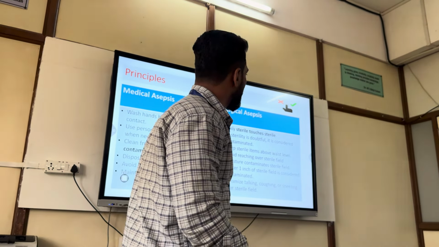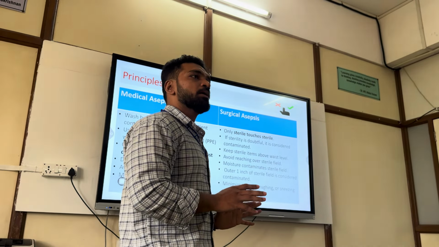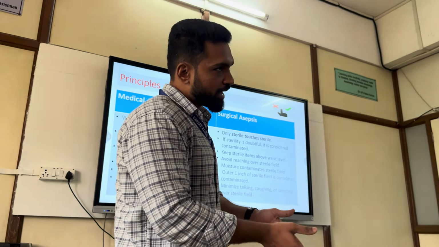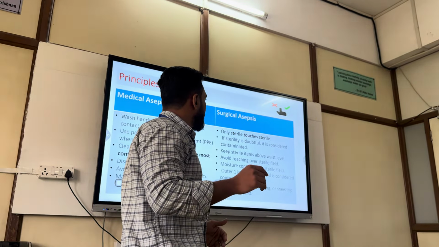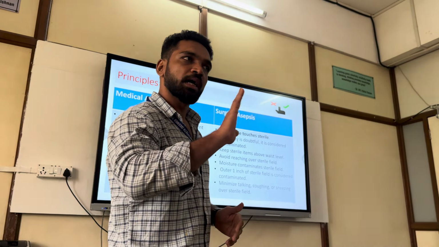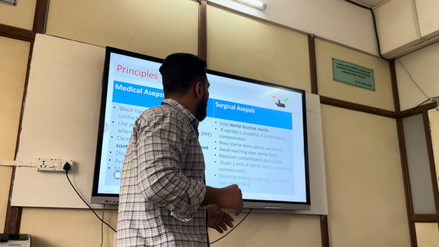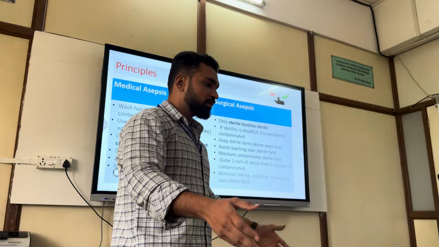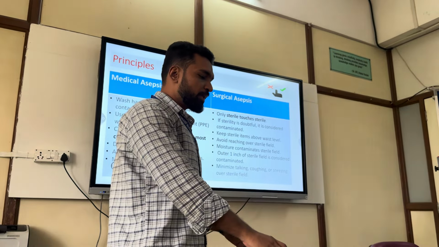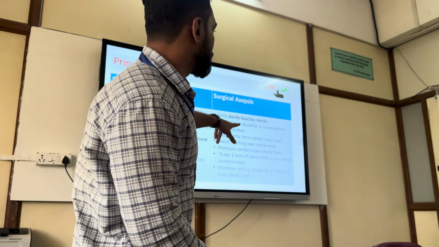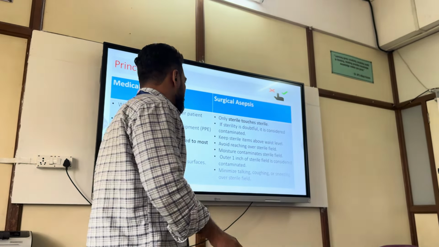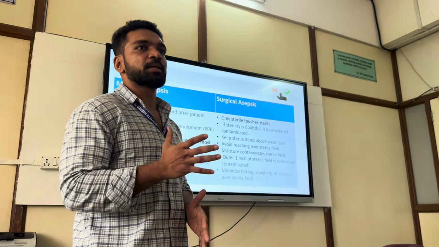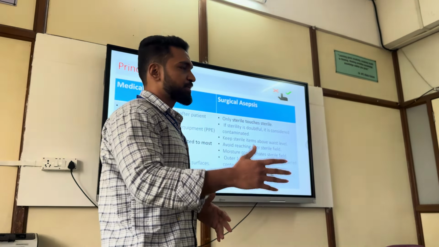In surgical asepsis, only sterile touches sterile. This means when the person is sterile, then he can touch the sterile portion or sterile area. If sterility is doubtful, it is considered unclean or contaminated. Keep the sterile items above the waist level. One inch outside the sterile field is considered contaminated. Last one is minimizing talking, coughing, and sneezing over the sterile field. These are the principles of surgical asepsis.